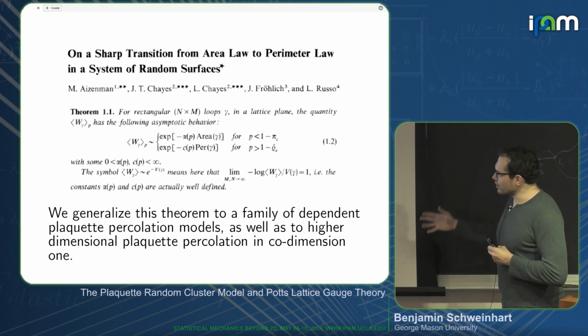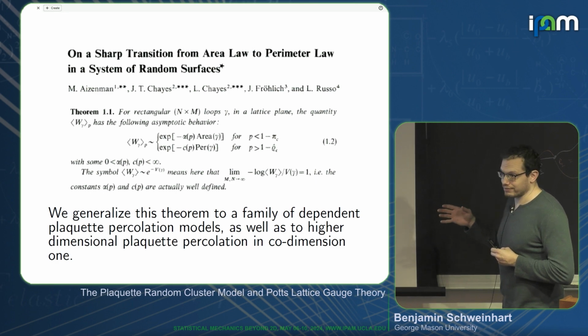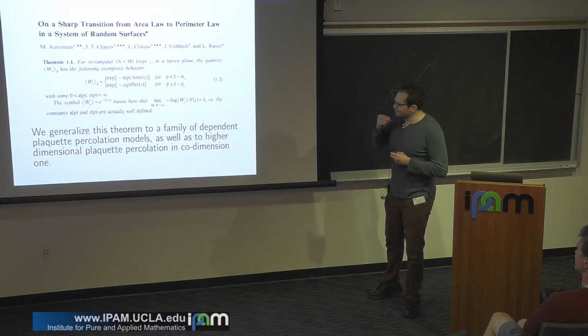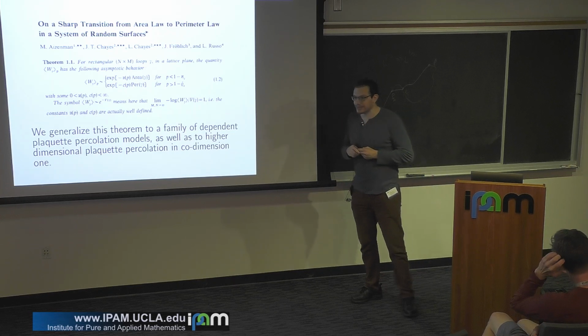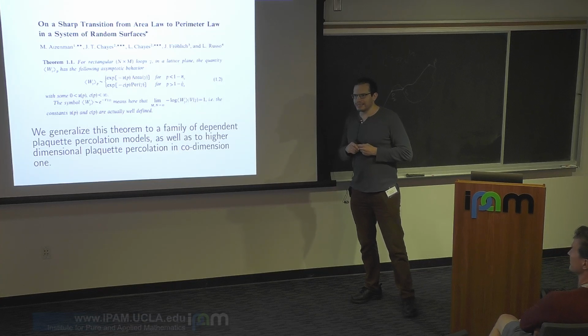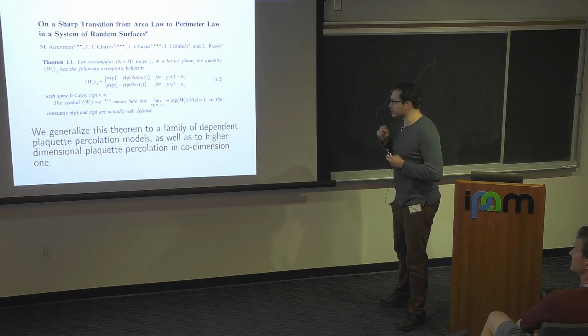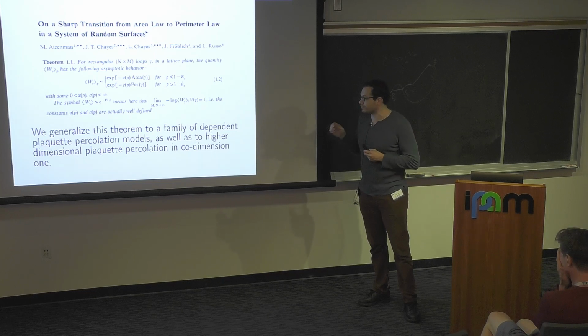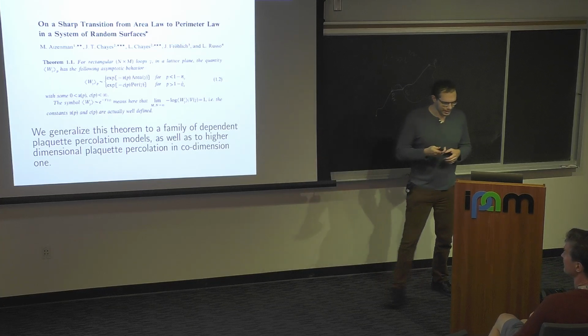So in my talk today, as one application of this cell complex representation, we will generalize this to a family of dependent plaquette percolation models. And in my paper with Paul, we also generalize it to higher dimensional plaquette percolation in codimension 1, so d-1 dimensional plaquette percolation on Z^d. So for today, I'll be concentrating on 2-dimensional percolation in 3 dimensions.